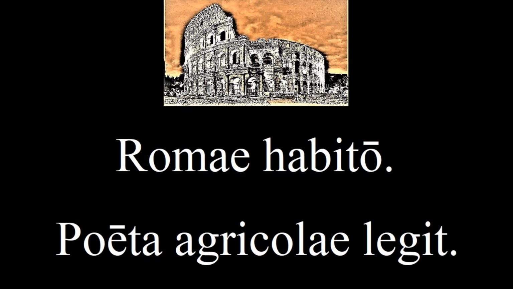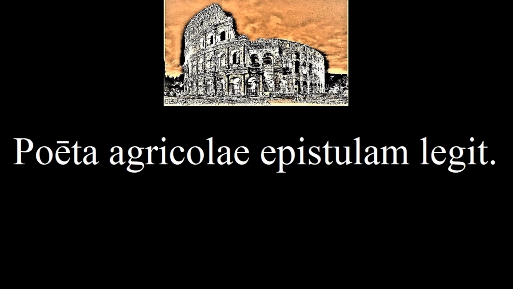However, if we add epistulam, then the sentence can have two different meanings. Poēta Agricolae epistulam legit. This can mean either the poet reads the letter to the farmer, or the poet reads the farmer's letter, as we already learned. The fact that some of the cases are the same can get a little annoying, but usually the context makes the meaning clear. Nevertheless, this is probably the hardest part about reading Latin.